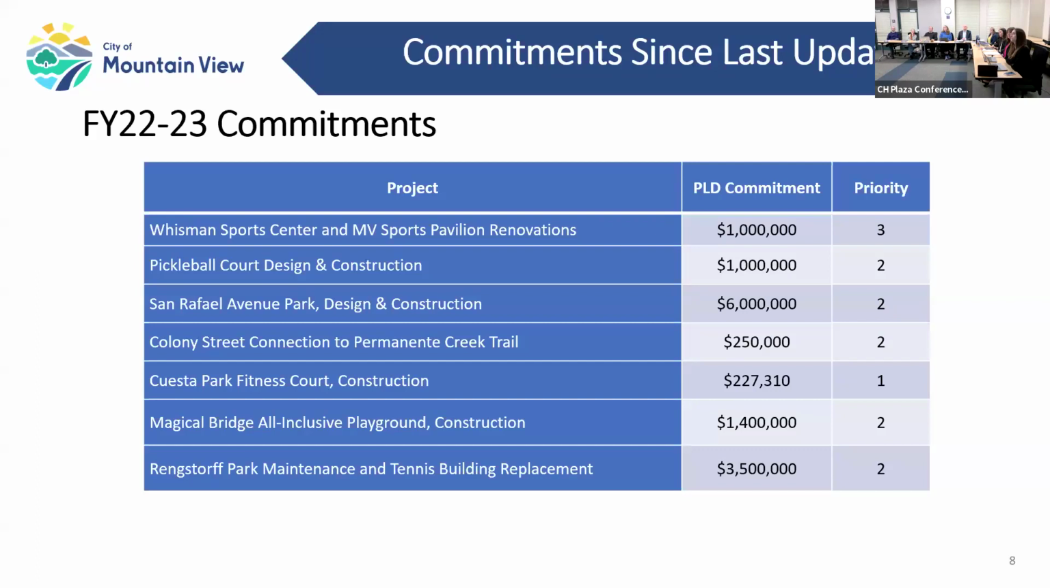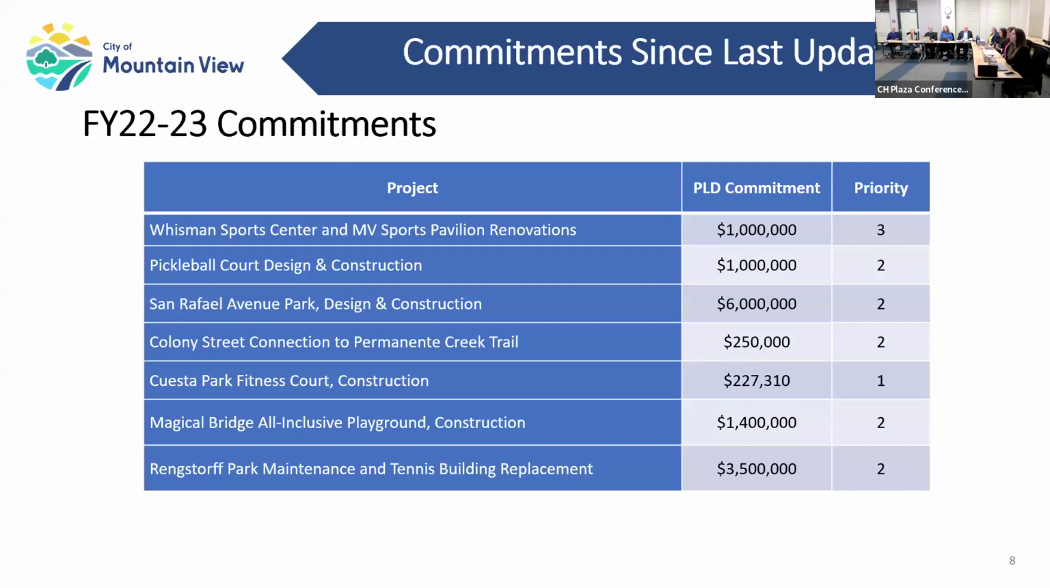Second was $1 million to pickleball court design and construction. That was an existing CIP for the feasibility study, and we committed additional funds so that we had those ready once the feasibility study is complete. The next was $6 million for the design and construction of the park that will be at San Rafael Avenue. Next was $250,000 to the Colony Street connection to the Permanente Creek Trail.